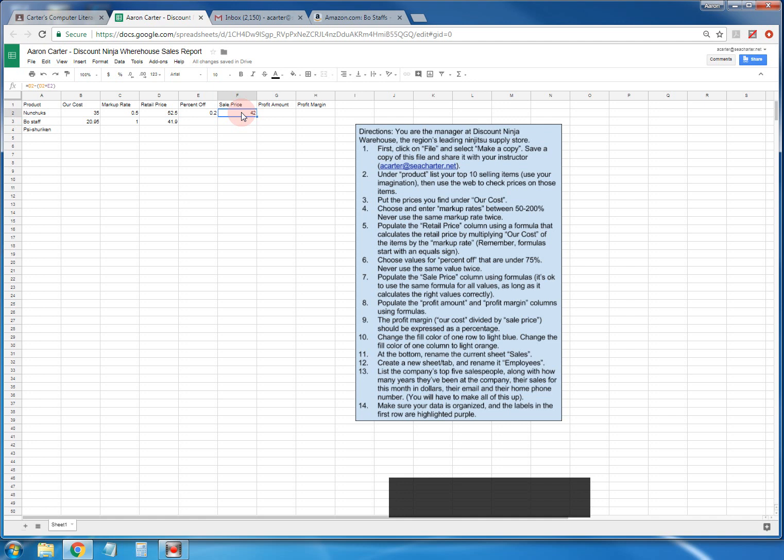Now, businesses are always concerned with how much money they're making, and the money that you make is called the profit. Populate the profit amount and profit margin columns using formulas. The profit amount is just going to be the sale price minus the price that you paid for it.